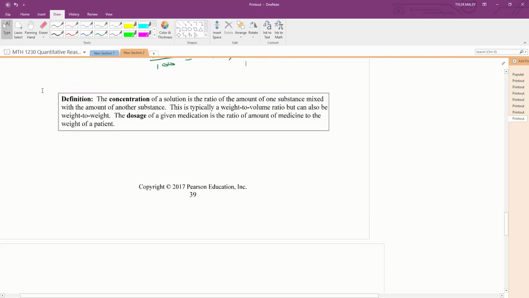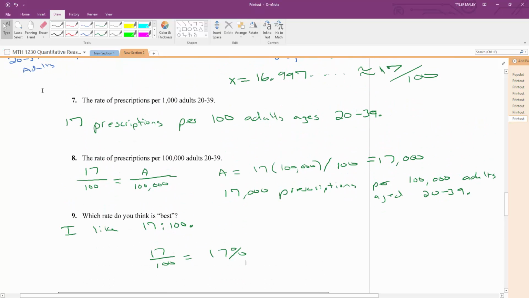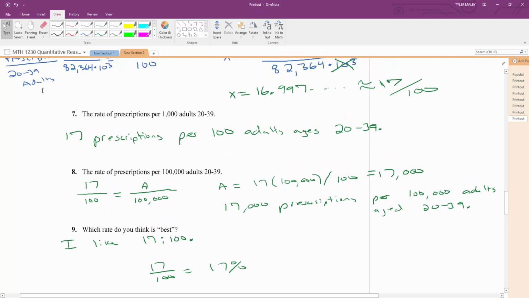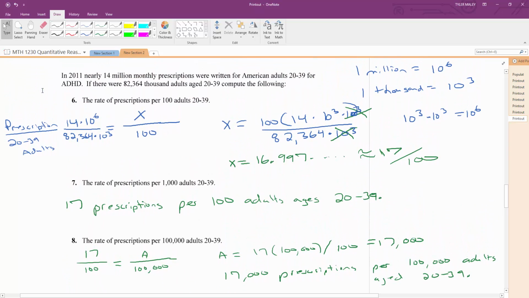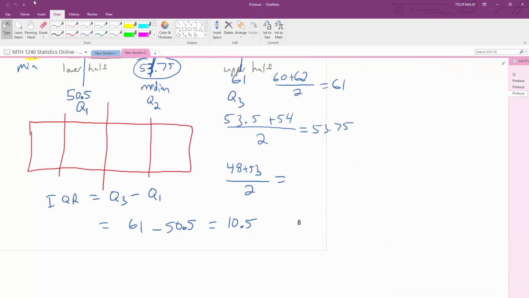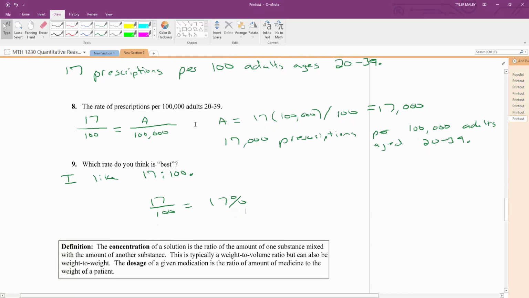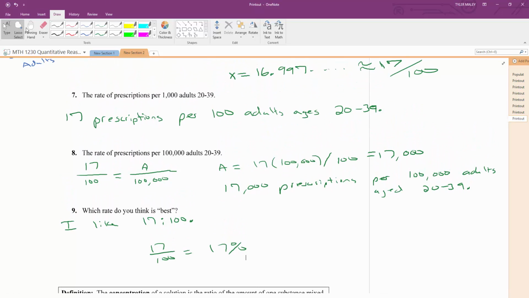Then the next is another definition. But actually, before I go on to that, for number 8, you could have done this a little differently to be more accurate. So, oops. Hang on. One thing that you could have done. Let me make some room.